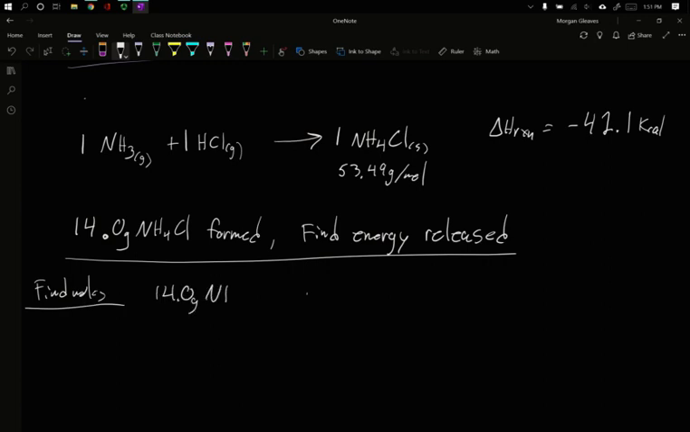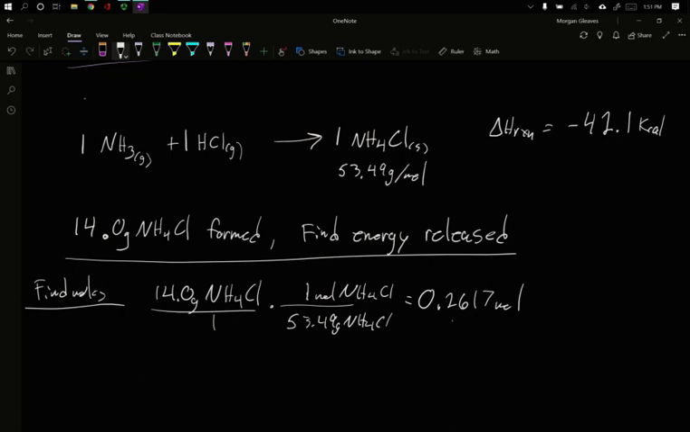14.0 grams of NH4Cl, and it is 53.49 grams of ammonium chloride in every 1 mole of ammonium chloride. We will find that this is 0.2617 mole, 3 sig figs, of NH4Cl. So we have moles of ammonium chloride. How do we relate that to energy?